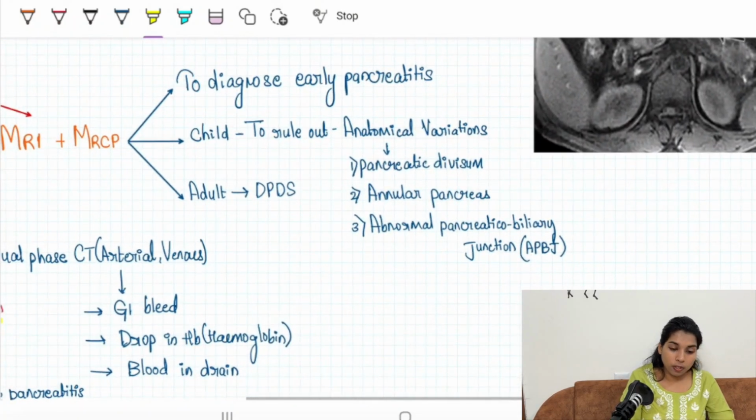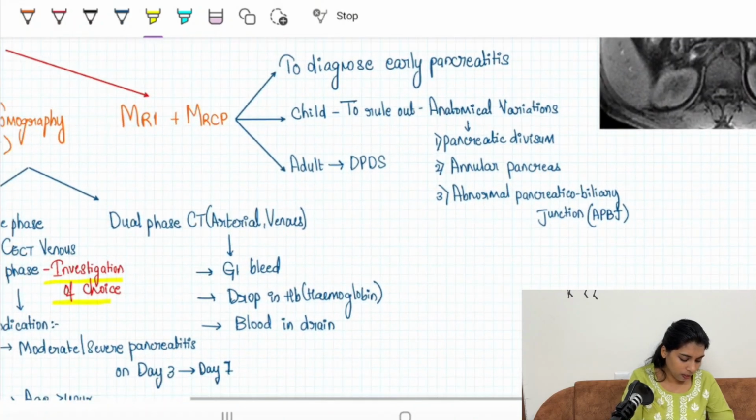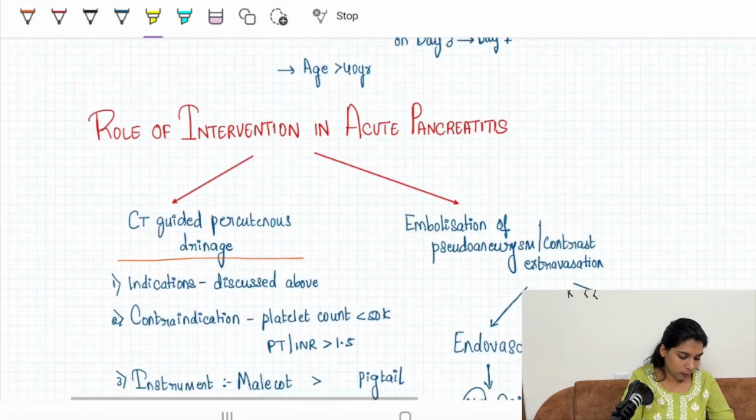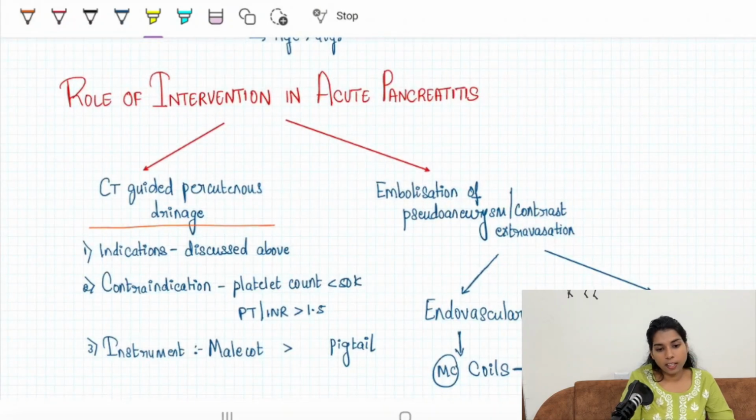And I've already told you, in a child, to rule out anatomical variations, always do an MRI with an MRCP before sending the patient home. And in an adult, whenever you're suspecting disconnected pancreatic duct syndrome, go ahead and do an MRI with an MRCP. Now, we come to the last topic of acute pancreatitis, that is interventions in acute pancreatitis.